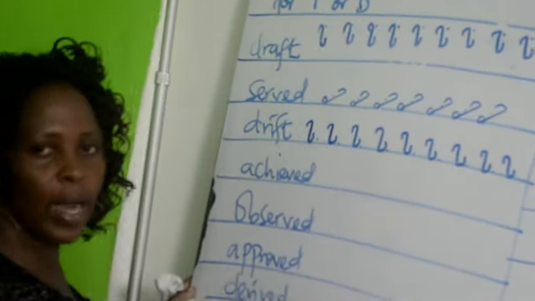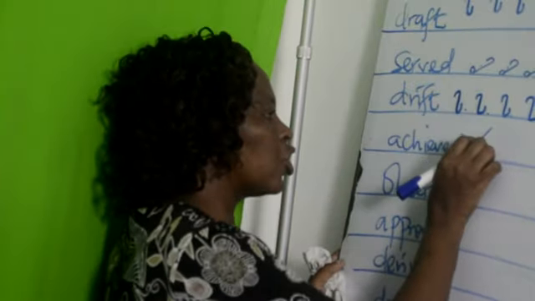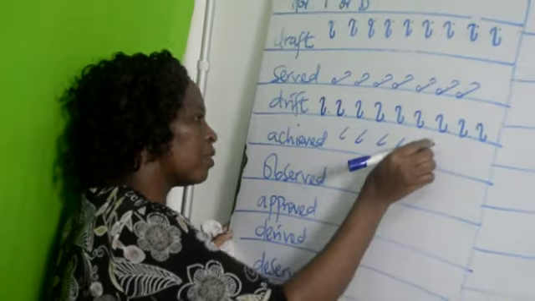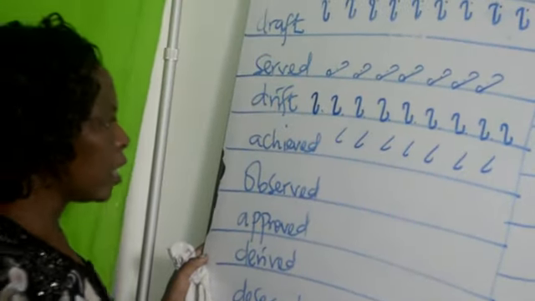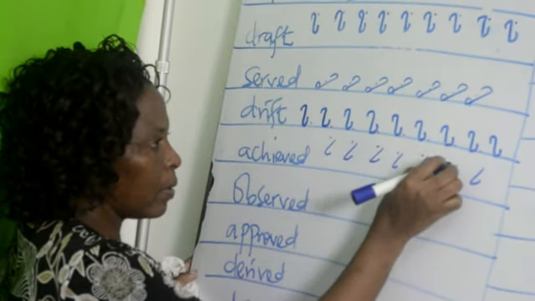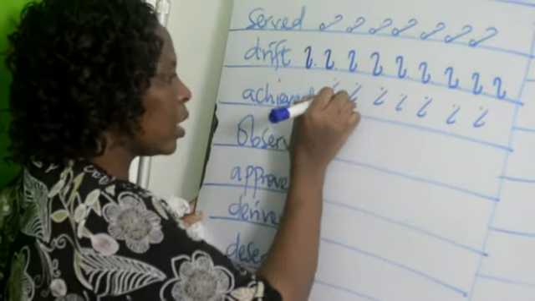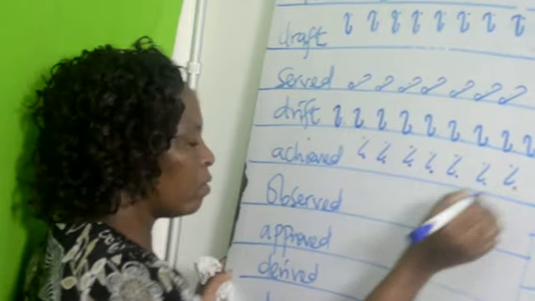Then we have the word achieved. I have the J hooked for V above the line because of short R. Achieved. And we also have a long E at the end of that word.